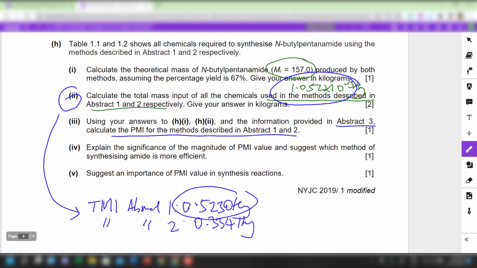We can do that quite easily. So the PMI for abstract 1, if you perform the calculation, it should be about 497. PMI for abstract 2 is about 318. So that will be 318.